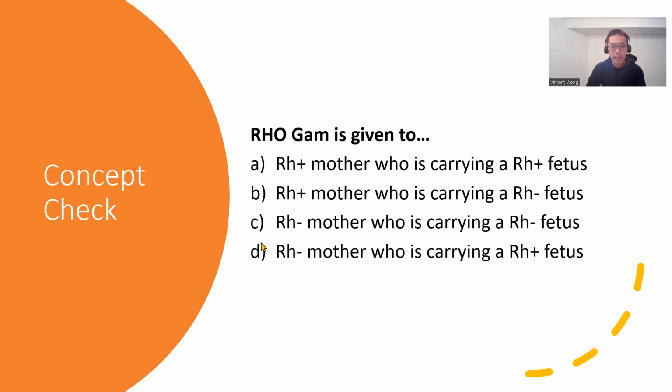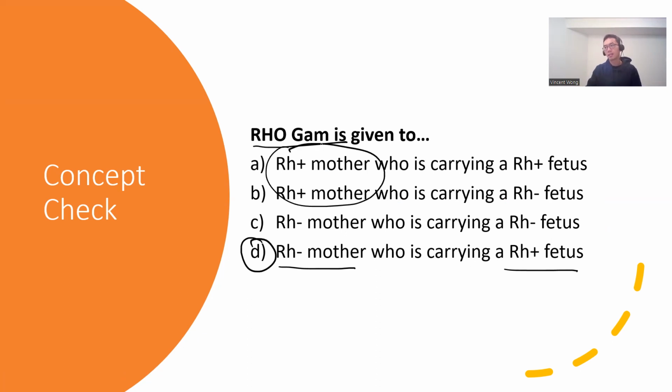The correct answer is D. Negative mother carrying positive fetus. We took a look at it. We want to clear out the positive cells in the mother to prevent sensitization. That's why we give the ROGAM to a negative mother. It's dangerous to give ROGAM to positive mothers.